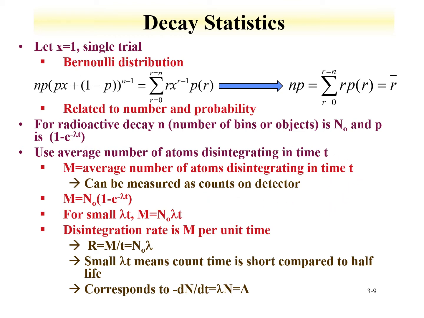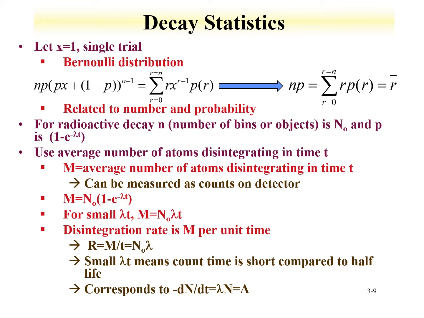This can be measured as counts on a detector. It's not really disintegrations because detectors don't measure all the counts. So there's a difference between a count rate and an actual decay, because of the detector efficiency. But we can certainly use counts as a stand-in. We get this equation where the average number of atoms disintegrating is equal to n times 1 minus e to the minus lambda t.